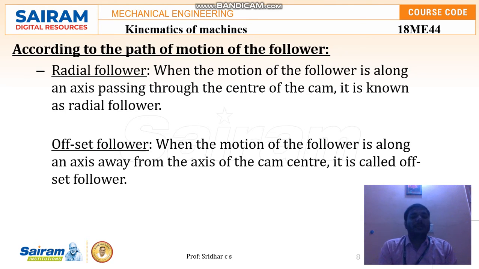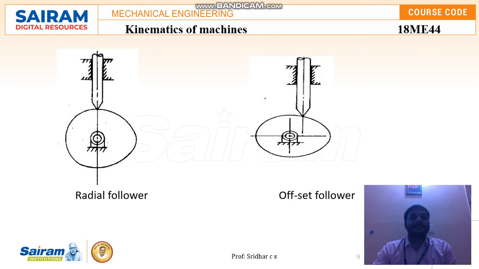So next one is the classification according to the path of the motion of the follower. So far we have seen classification according to the contact and according to what type of motion it can produce. Now, according to the path of the motion of the follower, one is the radial follower. When the motion of the follower is along an axis passing through the center of the cam, that is known as a radial follower. And an offset follower is when the motion of the follower is along an axis away from the axis of the center, then it is called an offset follower.